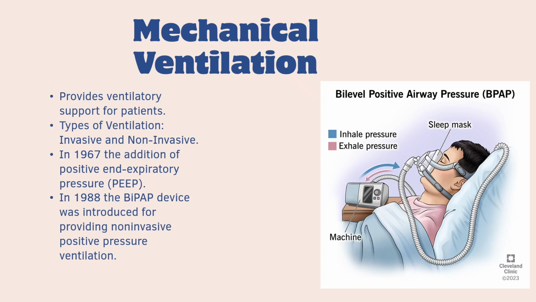There are two types of mechanical ventilation. The first one is invasive mechanical ventilation, which requires an endotracheal tube or tracheostomy and is used for critically ill patients. The second one is non-invasive ventilation, which uses a mask, can be either BiPAP or CPAP, but no artificial airway. It is also used for conditions like COPD exacerbation and sleep apnea.